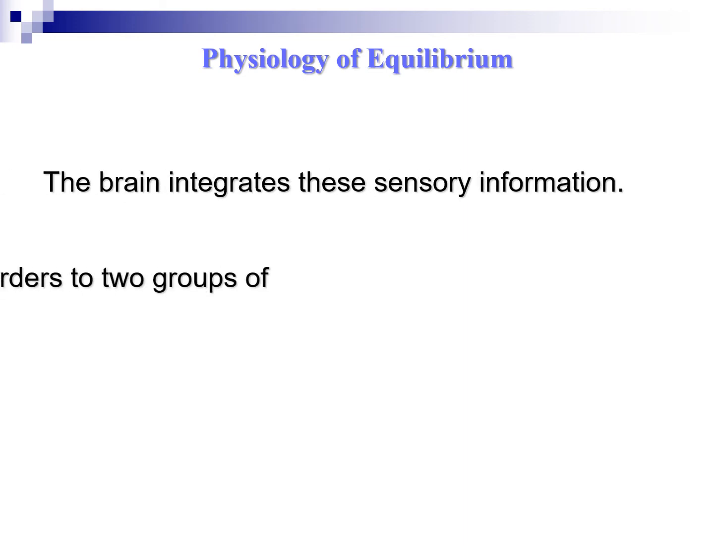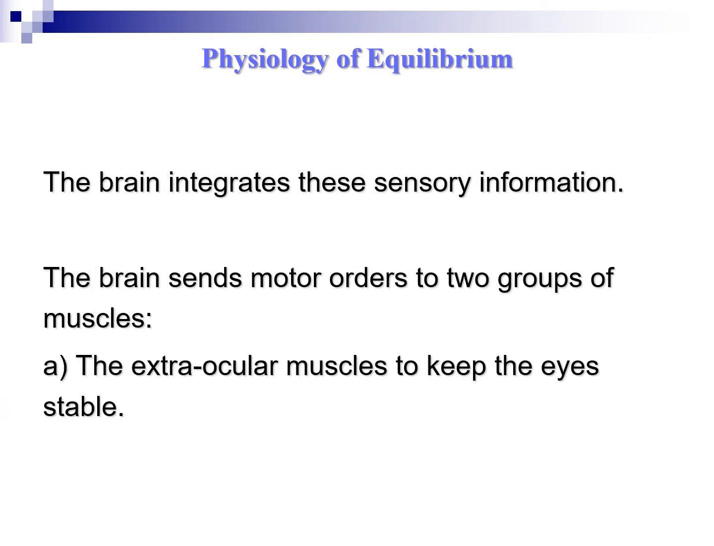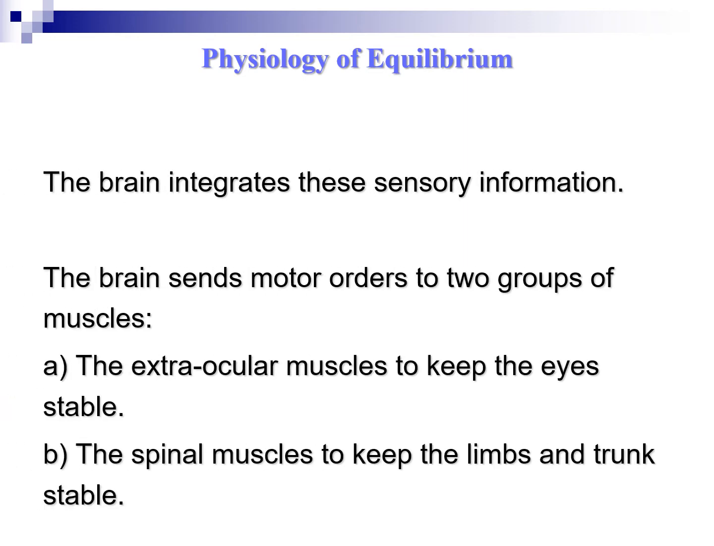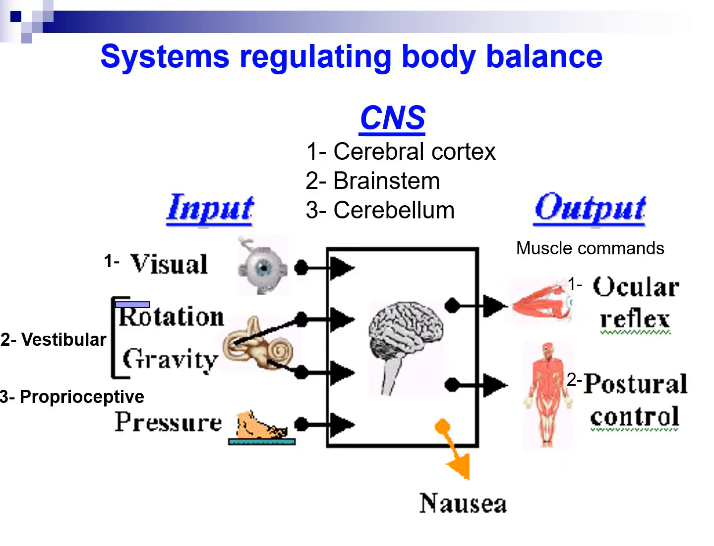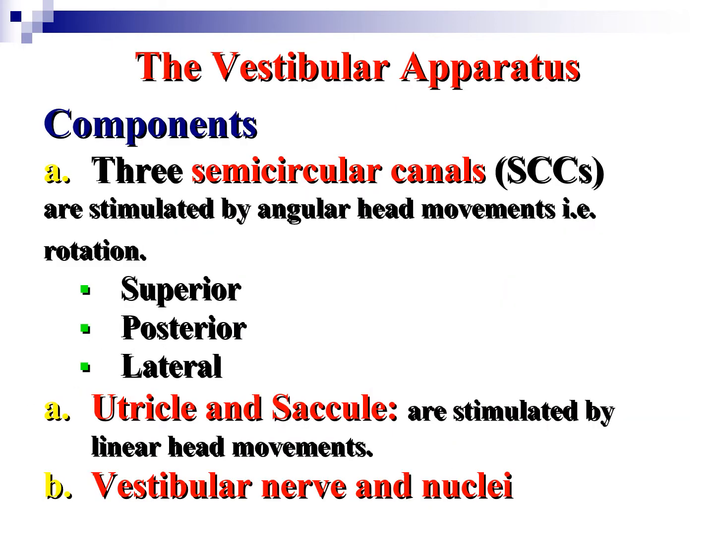And the brain later on integrates this sensory information and sends motor orders to both the extraocular muscles to keep the eye stable and the spinal muscles to keep the limb and trunk stable. This diagram clearly summarizes the three-staged process. We need to receive input from the vestibular system, from the eye, and from proprioceptors, and then the brain will integrate them in the cerebral cortex, brainstem, and cerebellum, and will give orders to both extraocular muscles and spinal muscles to maintain body positioning.